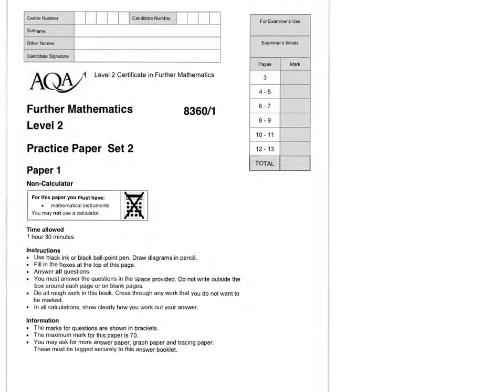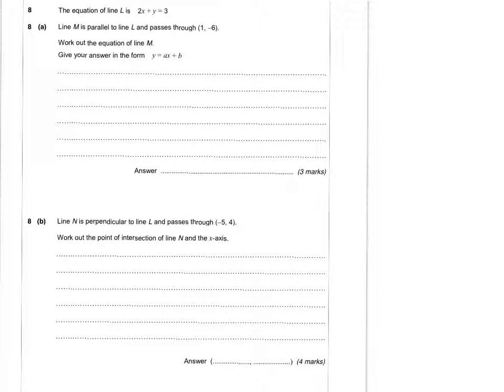Practice paper set 2, non-calculator, questions 8 onwards. Alright. The equation of the line L is 2x plus y equals 3. Line M is parallel to line L, so it has the same gradient. It passes through (1, -6). Work out the equation of the line and give your answer in the form y equals ax plus b.